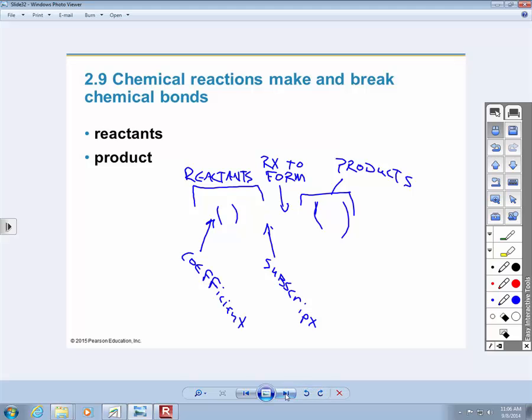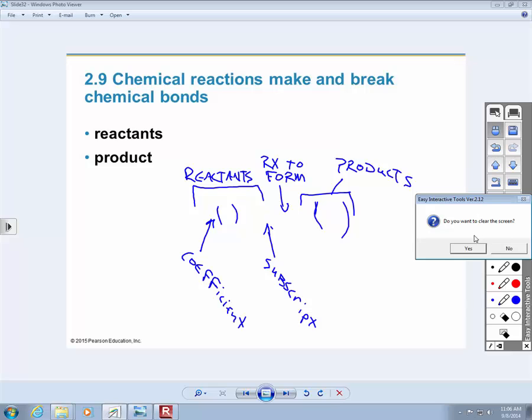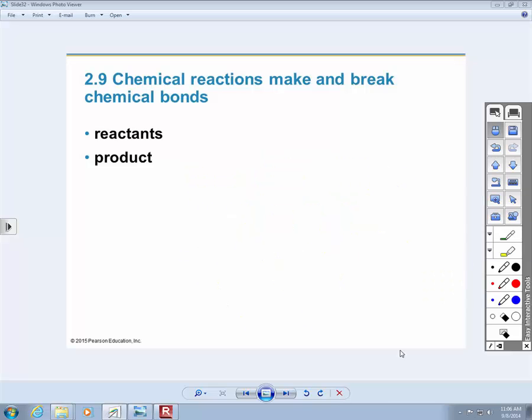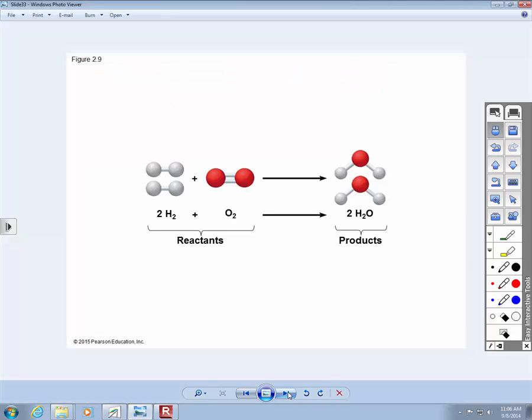Okay, we've already talked about this, reactants. That one only had one product is all we had, which, well, actually we had two. We had two molecules of water, so I guess we had two products. And here they're actually just showing the physical structures of two hydrogen molecules. One oxygen molecule reacts to form two molecules of water. Ball and stick model on that one.